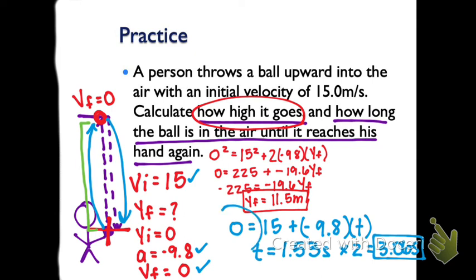Because the only place that our final velocity can be 0 vertically is when it's at its highest point, right? When it gets back to his hand right here, the final velocity would not be 0, right? Because it would be moving downward at that time. Okay, so the only time our final velocity would be 0 is only at the halfway mark. And then we multiply that by 2.